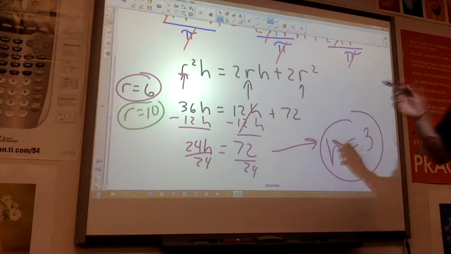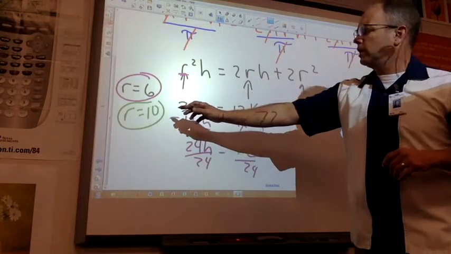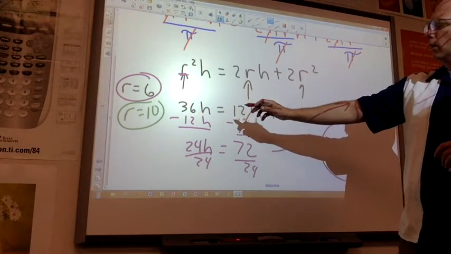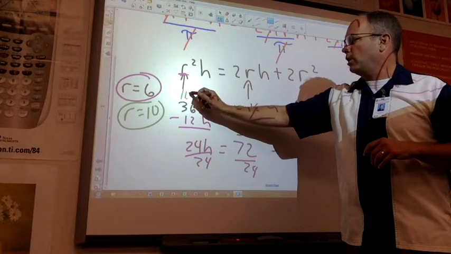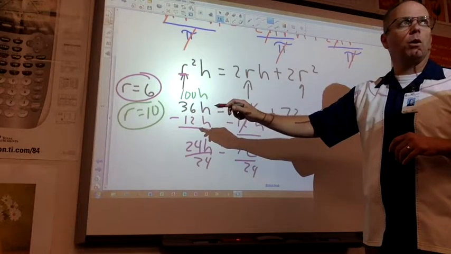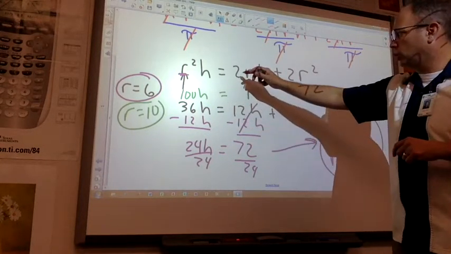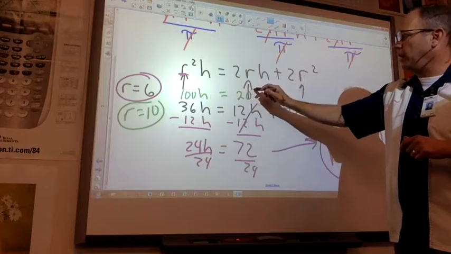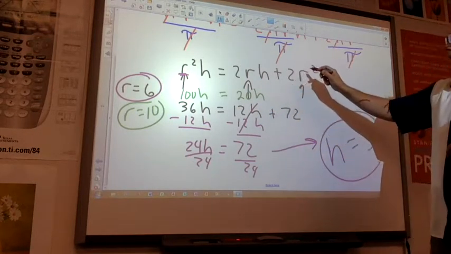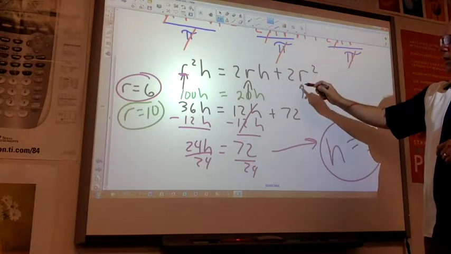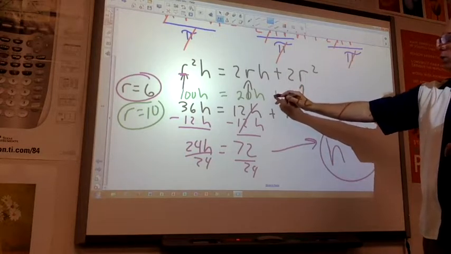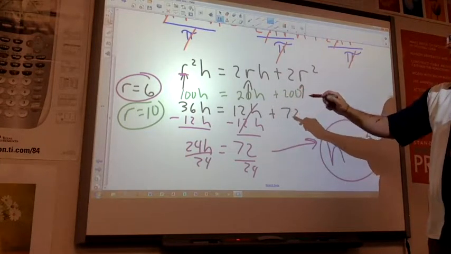I'm gonna try the radius of 10. Watch, I'll do this in green. So this gives me 100h. Still with me? Yeah. That is equal to 2 times r, so that's 20h. Is that okay? Sure. And then that's going to be 100 times 2, which is 200, right? Did I do that right?